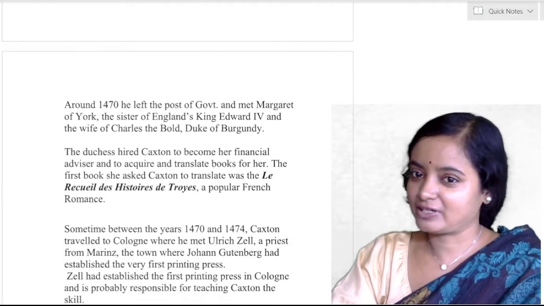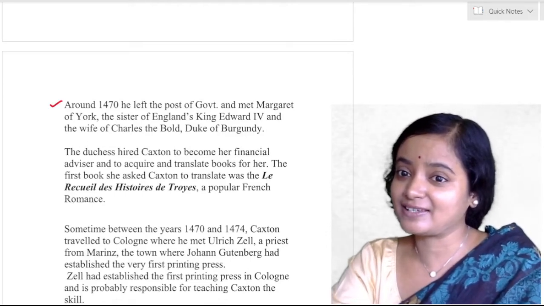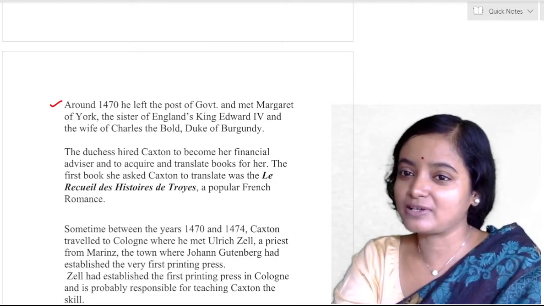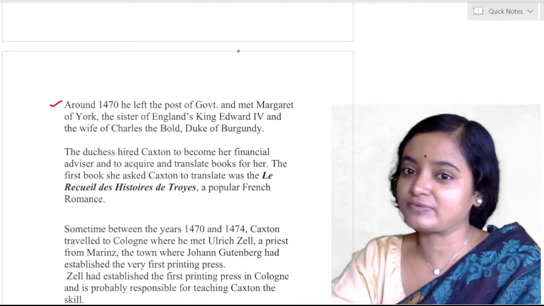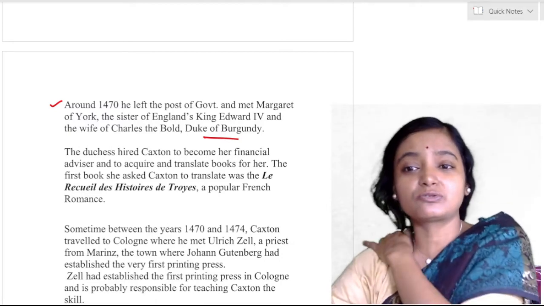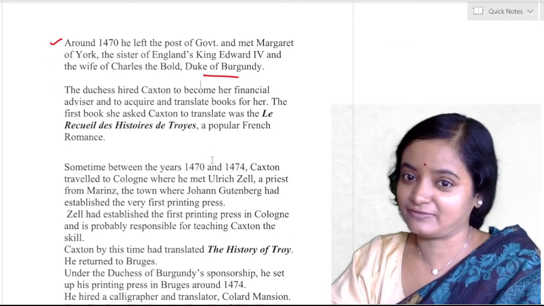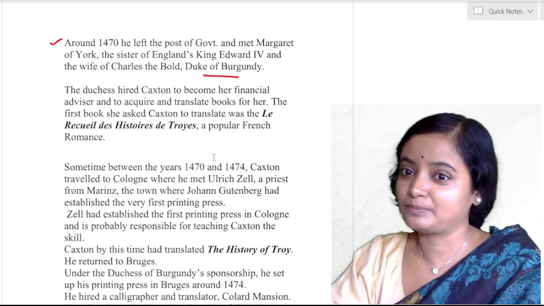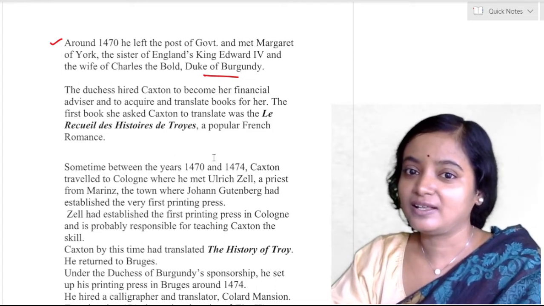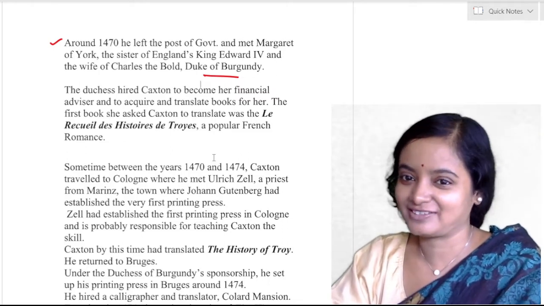Around 1470, he left the post of governor and met Margaret of York, the sister of England's King Edward IV. Then on England's throne, there was King Edward IV, and his sister was Margaret. She was at the same time the wife of Charles the Bold, Duke of Burgundy. The Duchess hired Caxton to be her financial advisor and to acquire and translate a book for her. The first book she asked Caxton to translate was the Recueil des Histoires de Troyes, in a way the history of Troy.